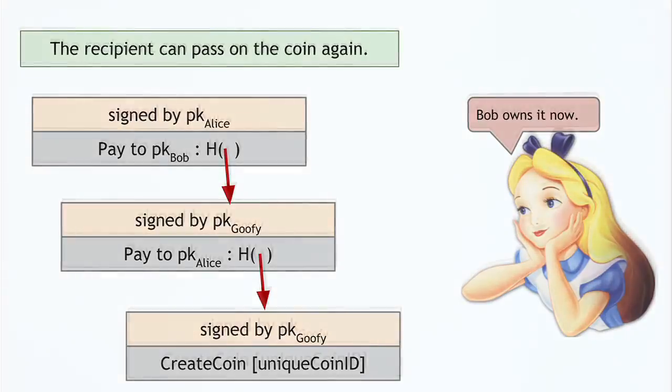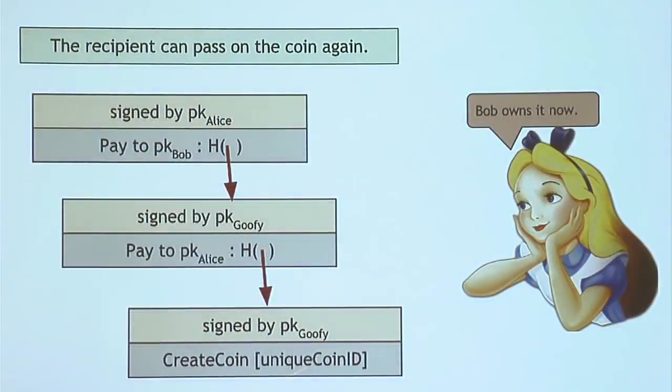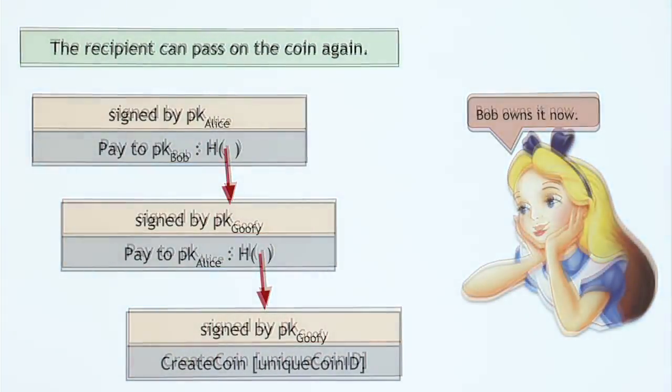Now Alice can move on, and she can spend the coin as well. So here we have the coin we had before. This is down here at the bottom. We have the creation of the coin signed by Goofy. Now Goofy paid the coin to Alice via this hash pointer, and he signed that. Now Alice is the owner of the coin. Now she can create a statement like this that says, pay this coin to Bob's public key, and here's a hash pointer to the coin. And now Alice signs that. So because Alice was the valid owner of the coin, which we could verify by walking this chain, now we know that this is valid and the coin belongs to Bob. So Bob is now the owner of this coin.